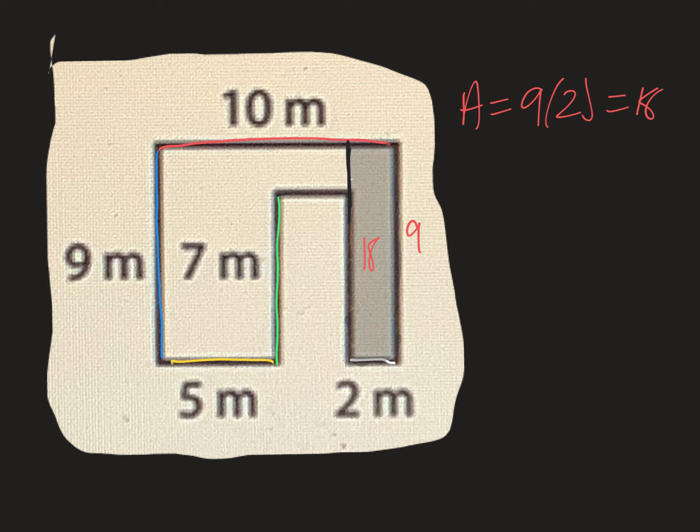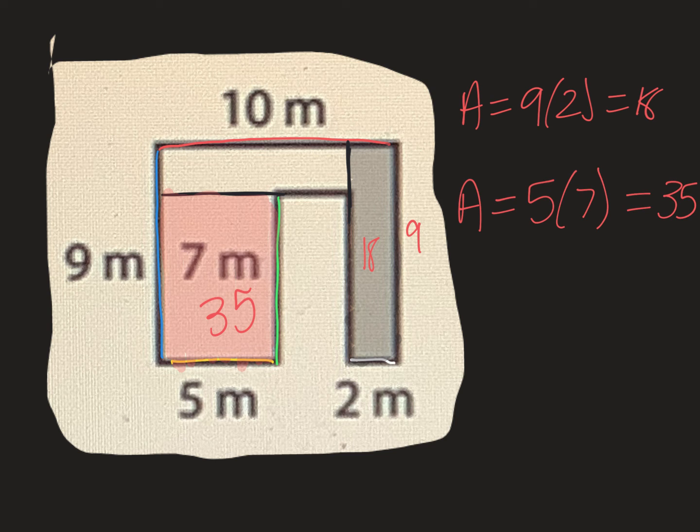Okay, next I think I'm going to break off here. So we'll do this section. So this rectangle is going to be 5 by 7. So that piece is 35. And then now we just have to find the area of our remaining piece. So let's think about this. If this whole part is 9, but this inside part is 7, that means the height of this piece here would be 2.